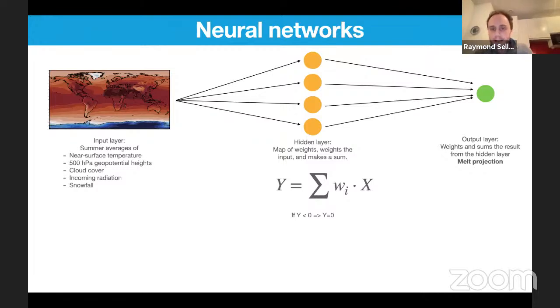Now, in order to train these weights in the hidden layer and the output layer that creates the melt projection, I need some data, and for that I used CESM2 climate simulation and CESM2 Greenland surface melt. So then this goes into an iterative procedure where I send the CESM2 climate simulation through, and it guesses the melt projection. Luckily, I have the answer from those climate simulations, and then it updates the weights until it gets as close as possible.